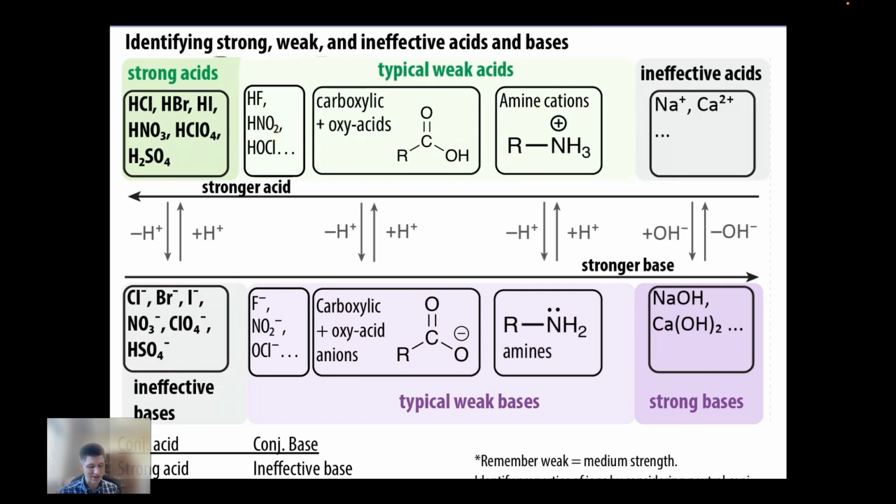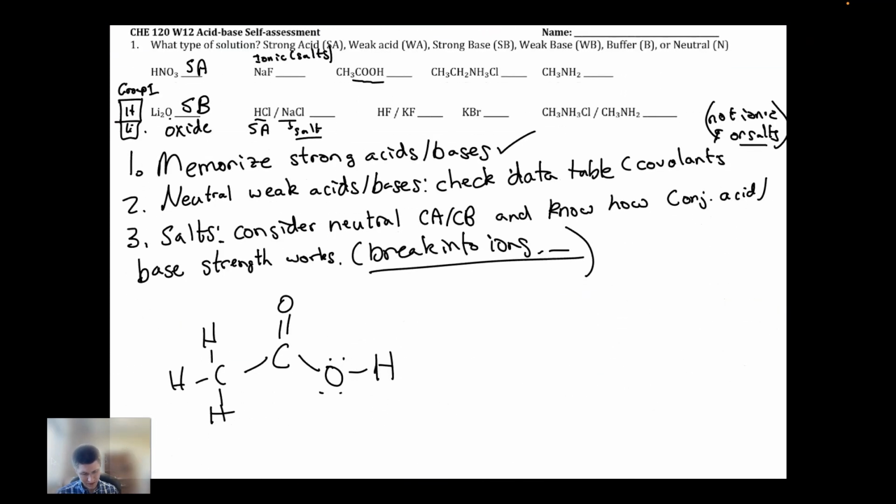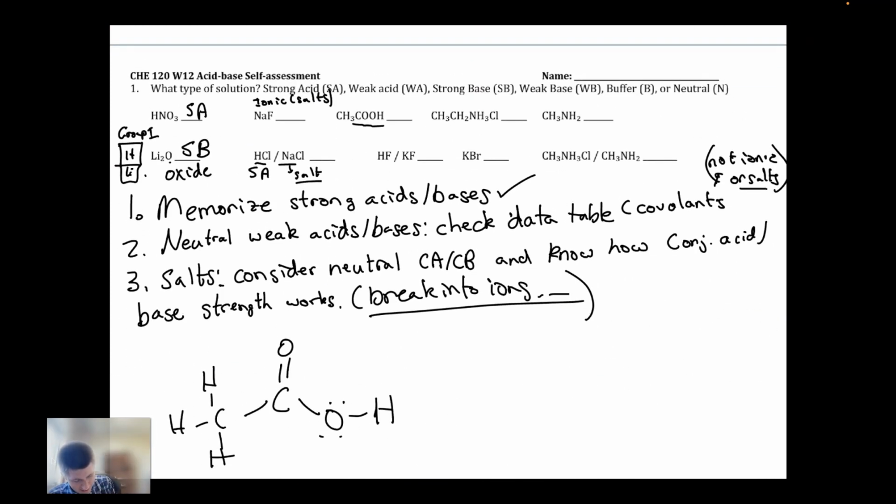For weak bases, in our data tables they're typically always going to be amines. R is just some group, some chain of carbons or something like that, or just a single hydrogen, attached to a nitrogen with a lone pair. So a neutrally charged compound with a nitrogen in it is very likely to be a weak base. That's something you can just remember, and again, if you're unsure, just look at your data table. So CH3COOH is acetic acid, and that's a weak acid because it's in our table of weak acids.